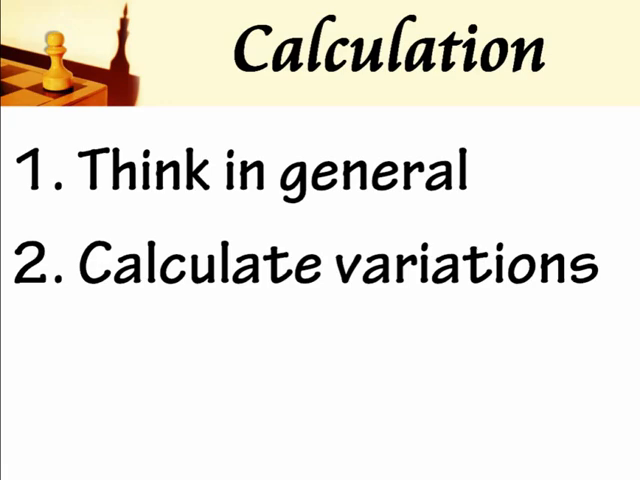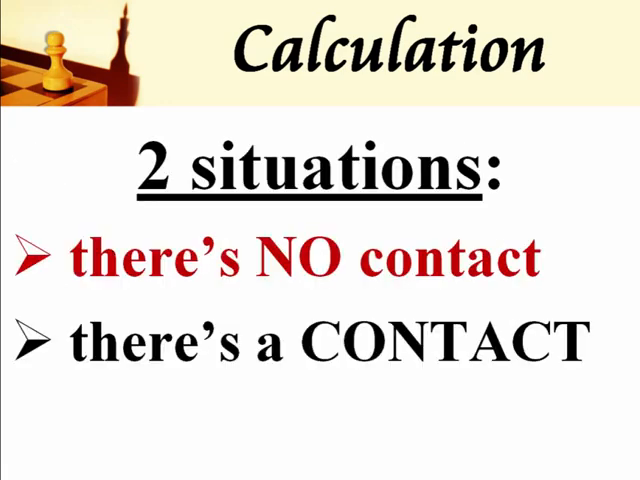Situation 1. When there is no contact or tension between the pieces. Here you should mainly think about strategy and then quickly check variations. And the second situation, when there is a contact, then tactics becomes crucial. That said, you need to quickly review your overall strategy and spend most of your time calculating.